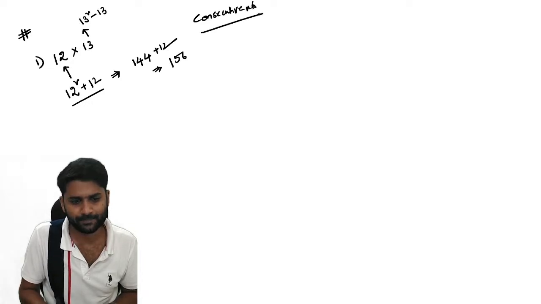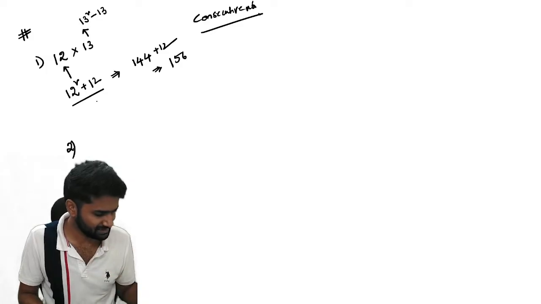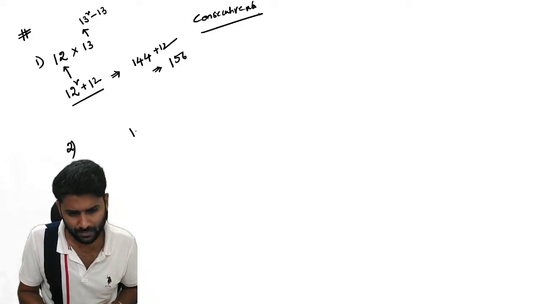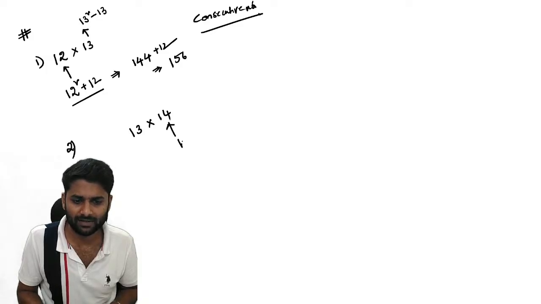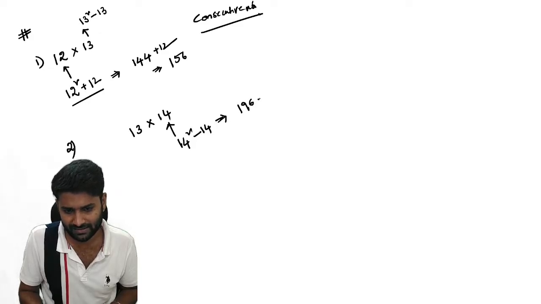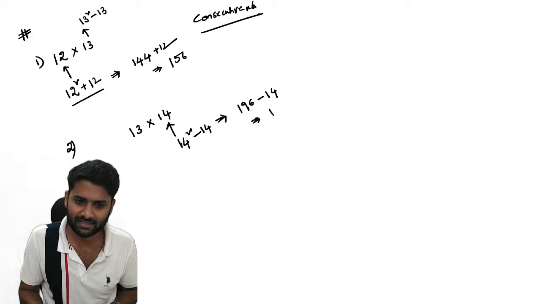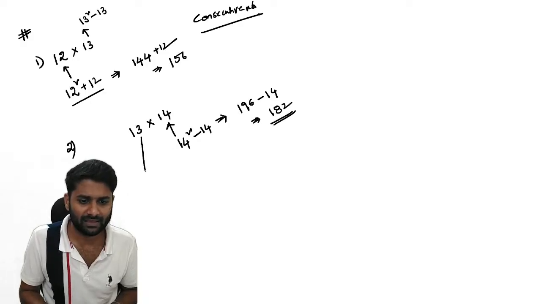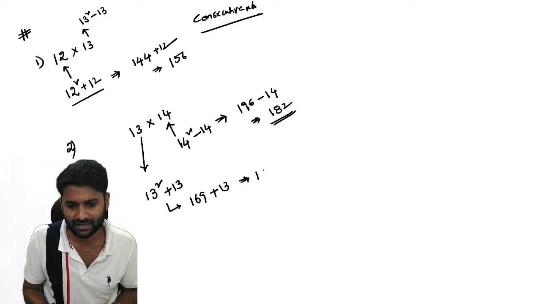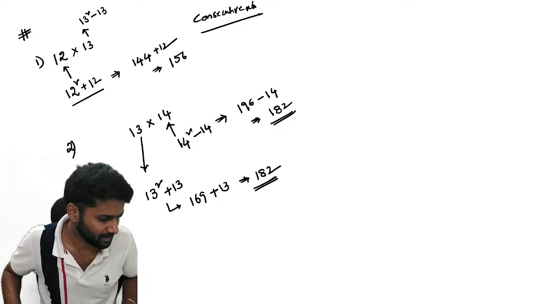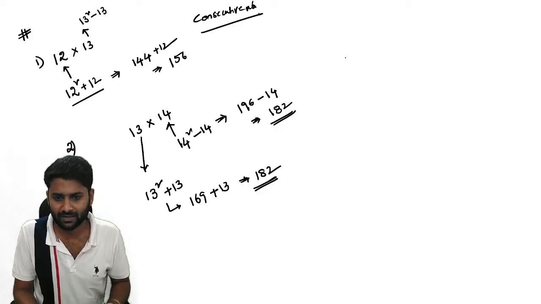Let's take a few examples for understanding. 13 is multiplied with 14. If you want to consider the higher number, square of that number and subtract it. So 14 square is 196, subtract 14, then the resultant is 180. Otherwise, consider the lower number, square of that number and add it: 13 square is 169 plus 13, then the resultant is 182.